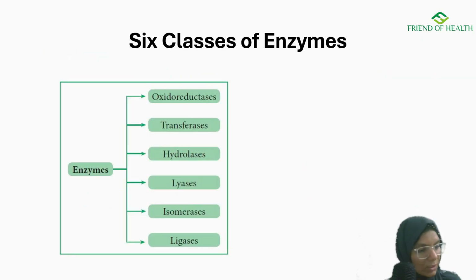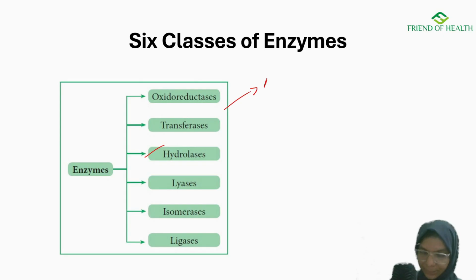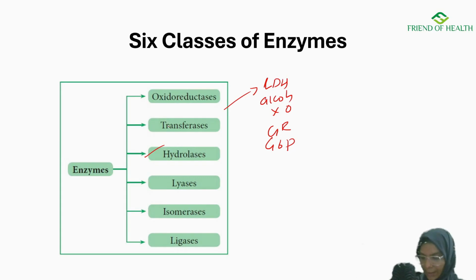Now, there are 6 classes of enzymes, remember it like this: OT-Hill. This is the nomenclature or classification of enzymes. Under that you have oxidoreductases, transferases, hydrolases, lyases, and isomerases. Oxidoreductases include alcohol dehydrogenase, LDH, xanthine oxidase, glutathione reductase and glucose 6-phosphate dehydrogenase. They are involved in oxidation and reduction reactions.